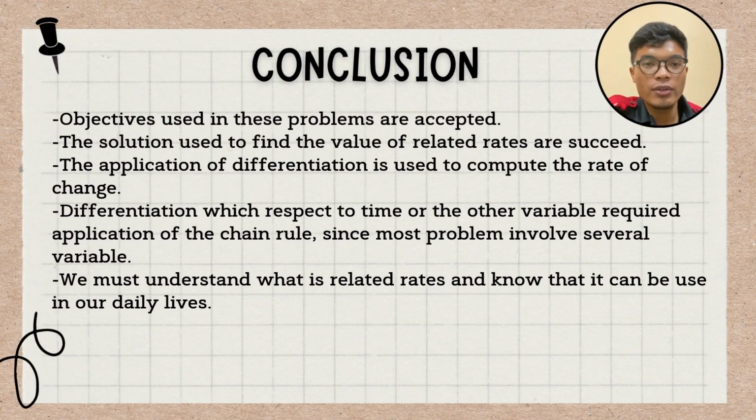For the conclusion, we can conclude the objectives we set in this problem are achieved. So, the solution we use to find the value of related rate is successful. The application of differentiation is used to compute the rate of change. Differentiation with respect to time or the other variable requires application of the chain rule, since most problems involve several variables. So, we must understand what related rate is and know that it can be used in our daily life.